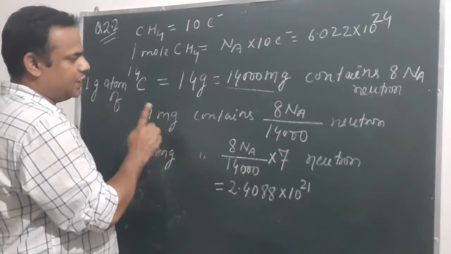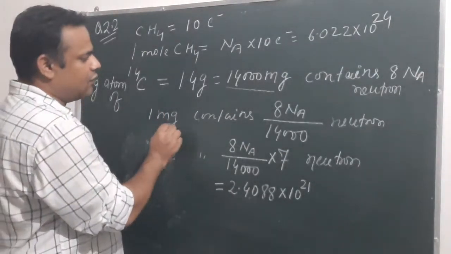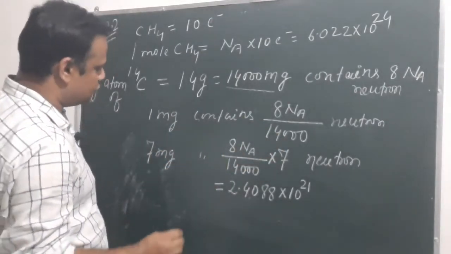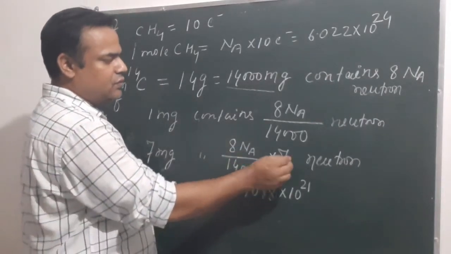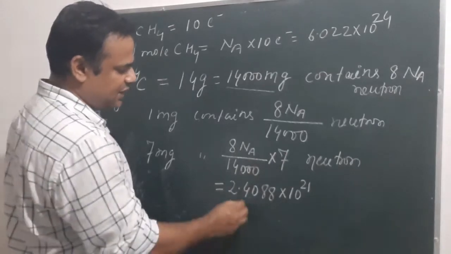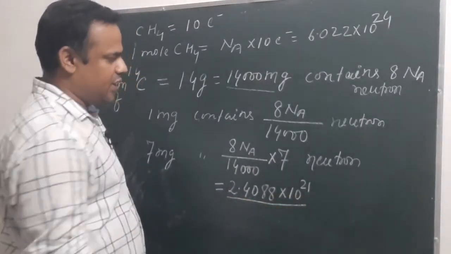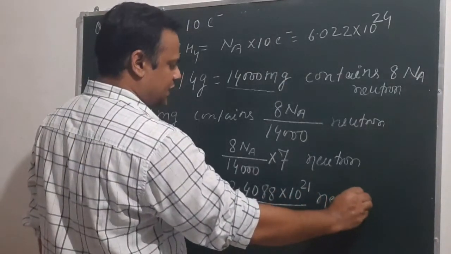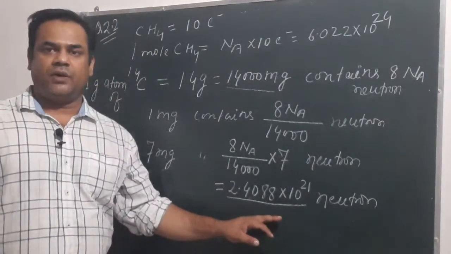Then we have to calculate the number of neutrons in 1 milligram. We will use the unitary method. 1 milligram contains 8 Na by 1000 neutrons. So 7 milligram will contain 8 Na by 1000 into 7 neutrons. If we solve this, we will get 2.4088 × 10^21 neutrons. So 7 milligram will contain 2.4088 × 10^21 neutrons.